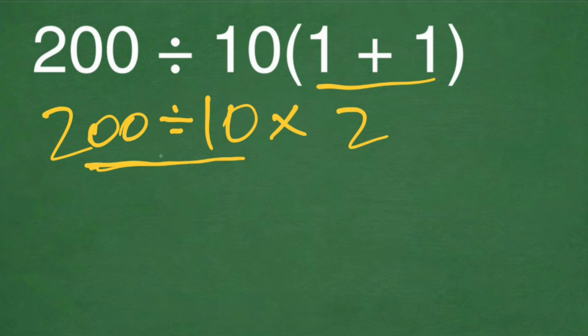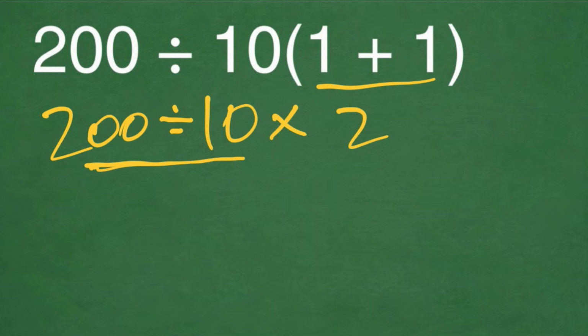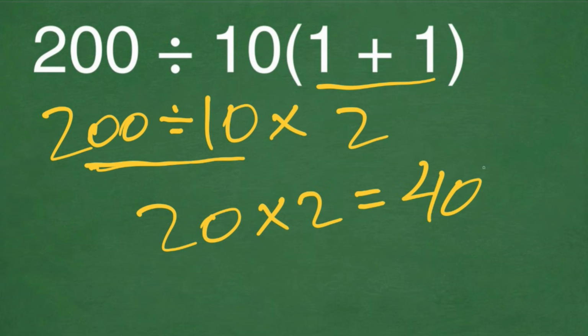Because the division comes first, and since we are solving the problem left to right, we are going to start from the division and go all the way to the multiplication. So that is the right approach. So 200 divided by 10 gives us 20, and 20 times 2 is equal to 40. So the correct answer to this question is 40.